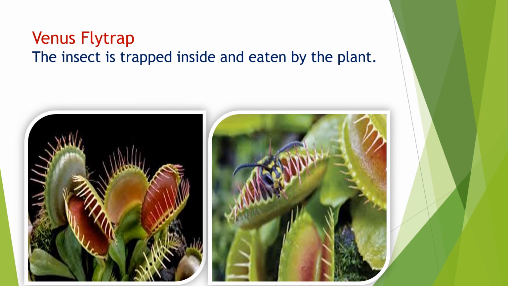The leaves of a Venus flytrap are like boxes with hinges. The edges of the leaves have long hair-like structures. When an insect touches the hair-like structures, the leaf snaps shut like a box, and the insect is trapped inside and eaten by the plant.